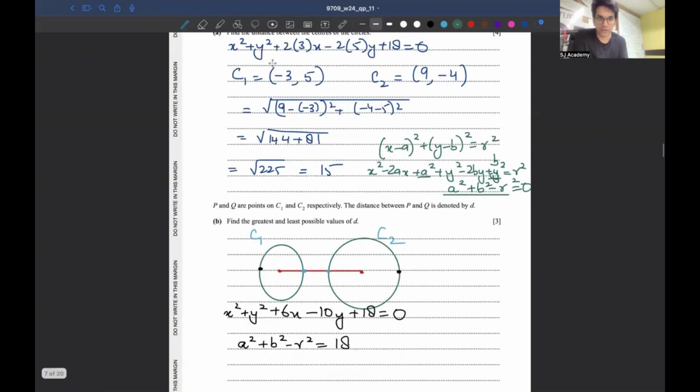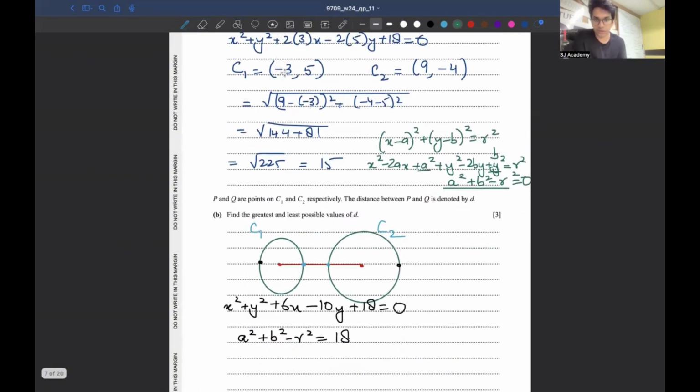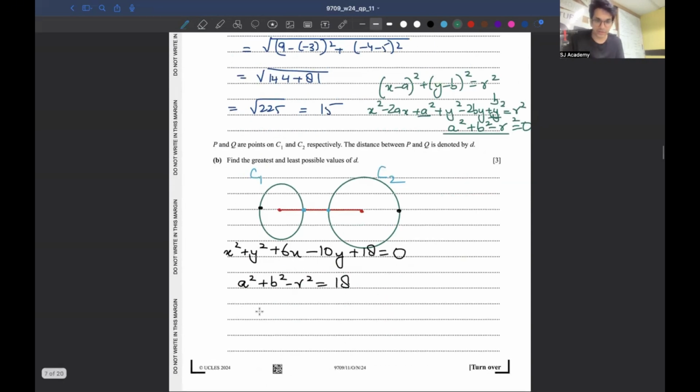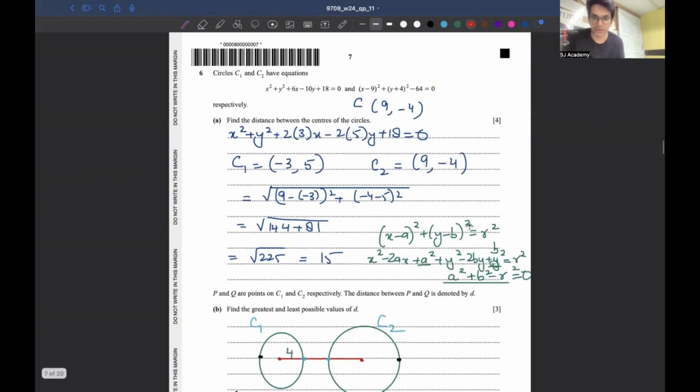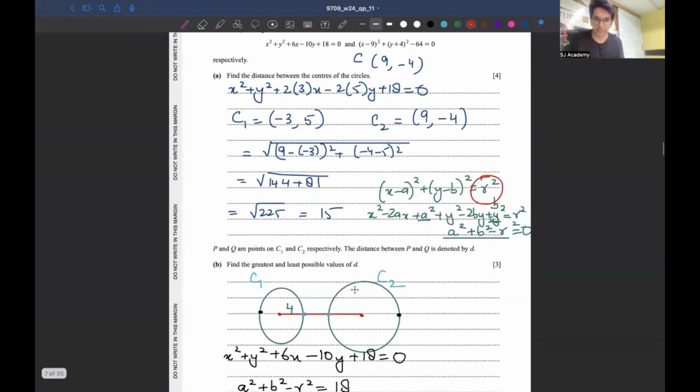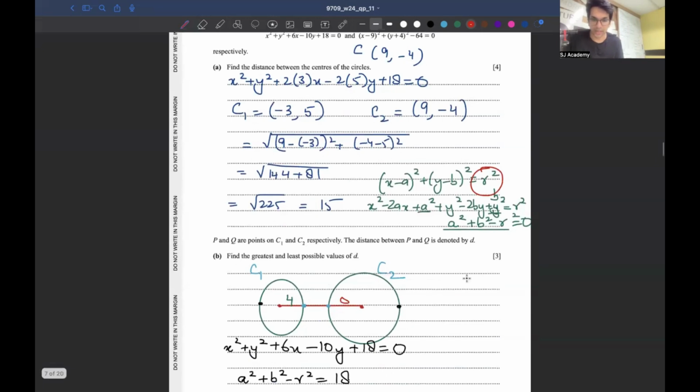We know the value of a and b, the coordinates of the center being (-3, 5). So 3 squared is 9 plus 5 squared is 25 minus r squared equals 18. R squared will be 34 minus 18, which is 16. So r will be equal to 4. So the radius of the circle is 4. For C2, if we bring the 64 on that side, so this will become positive 64. And then as it is equal to r squared, r squared will be equal to 64, so the radius will be 8.